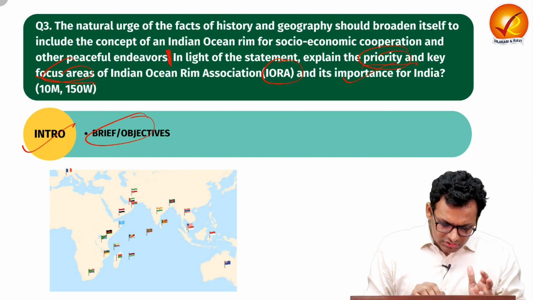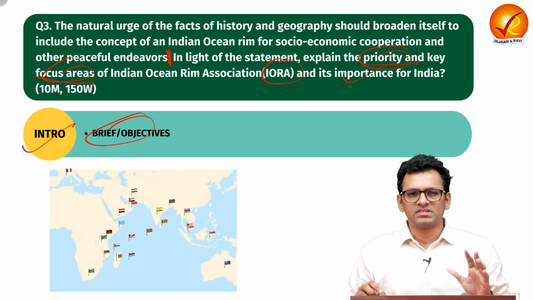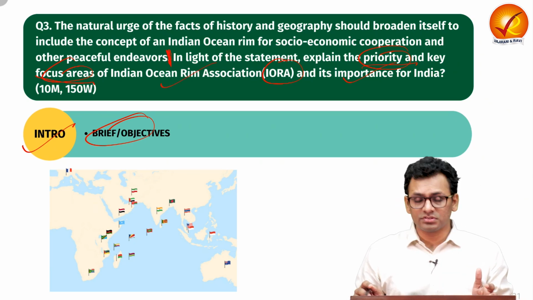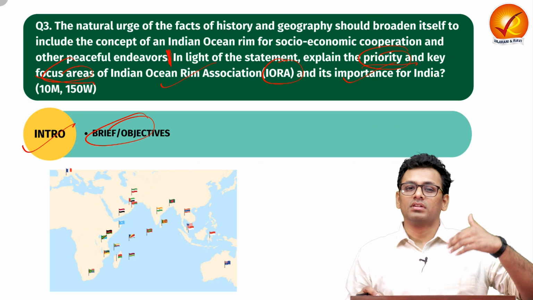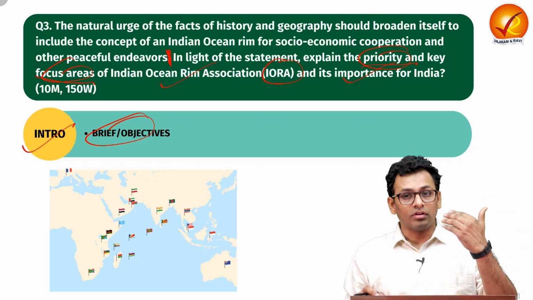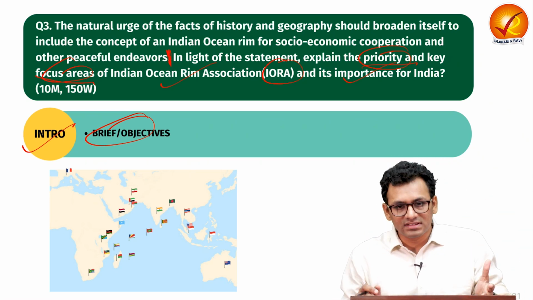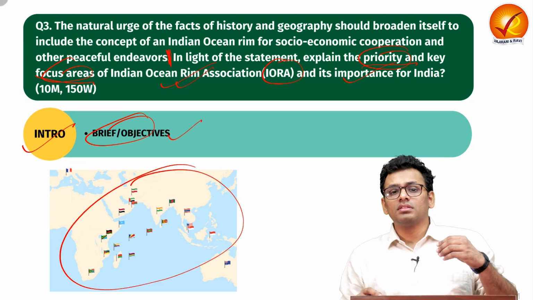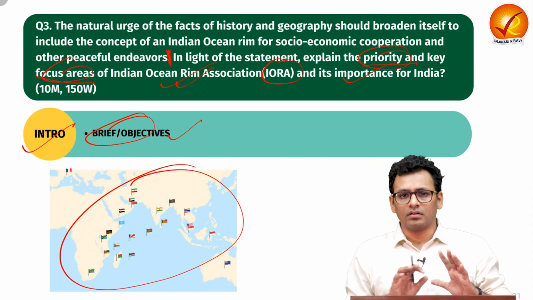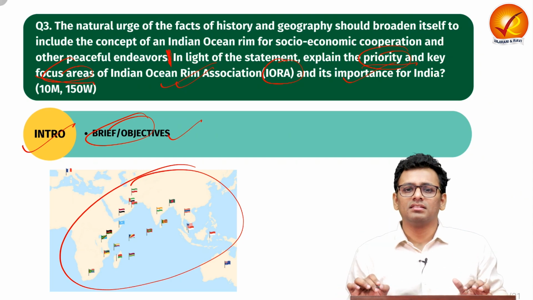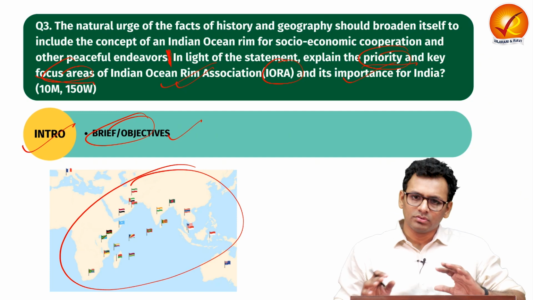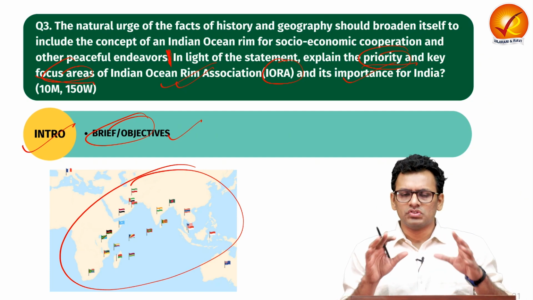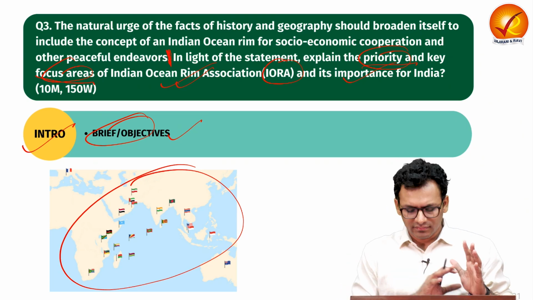In the introduction, you can give a brief or objective of the Indian Ocean Rim Association. Over here you can talk about the year of establishment. Over here you can also talk about how many members are present there. So this is something you can talk about in the introduction. If possible, you can draw a rough sketch of the map to highlight the member nations. This is something you can integrate in your IR questions as well, wherever you have certain geographical groupings. So this is something for the introduction.